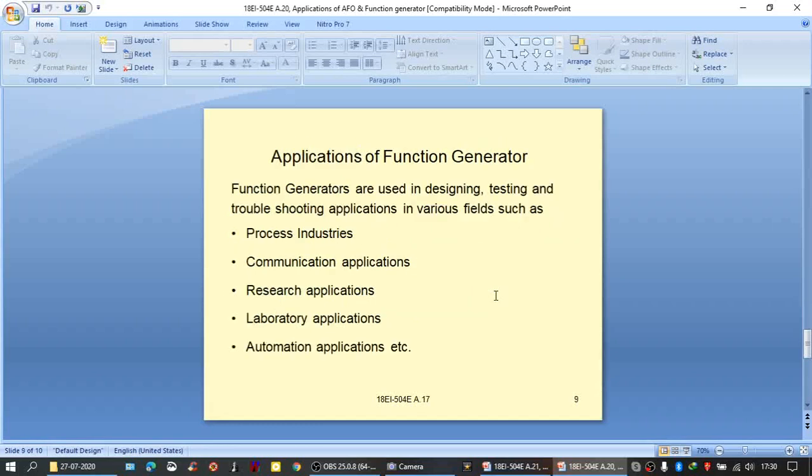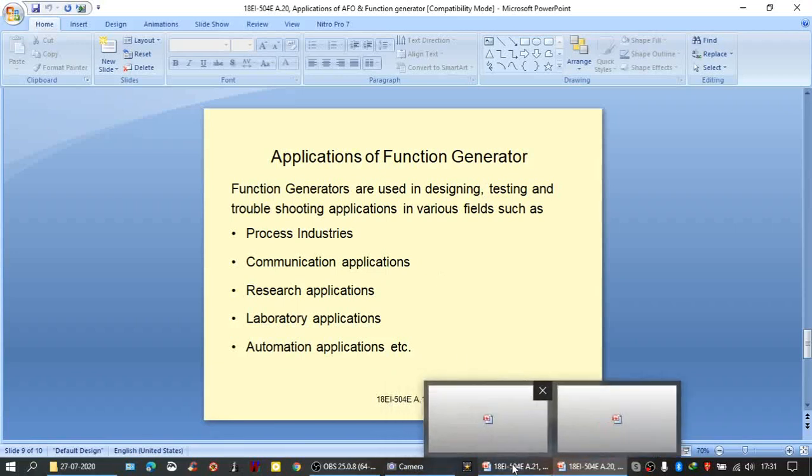Various applications of function generator are: they are mainly used for testing and troubleshooting applications in various fields such as process industries, communication applications, research applications, laboratory applications, and automation applications. This we have seen in the last class.